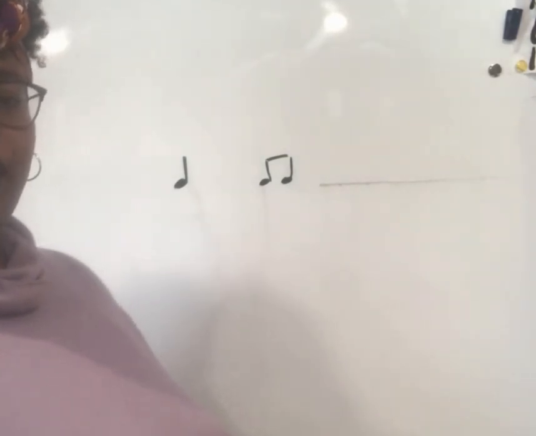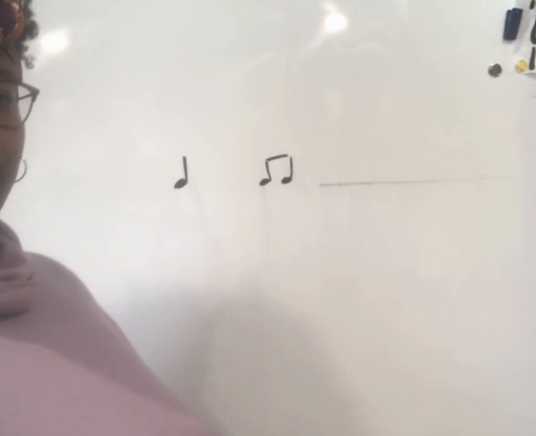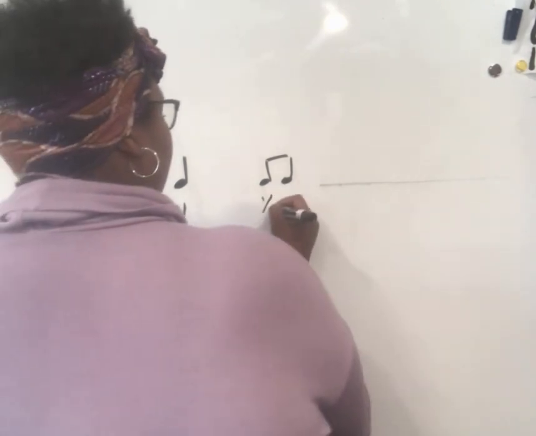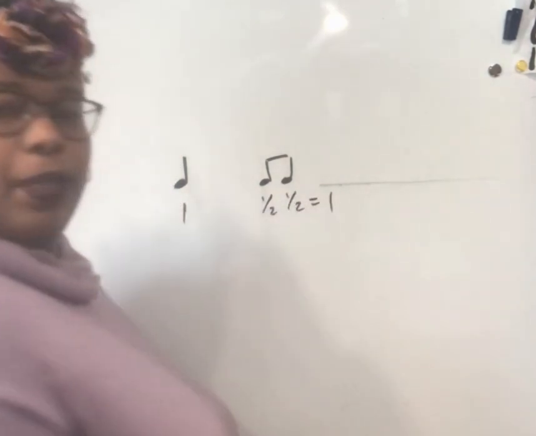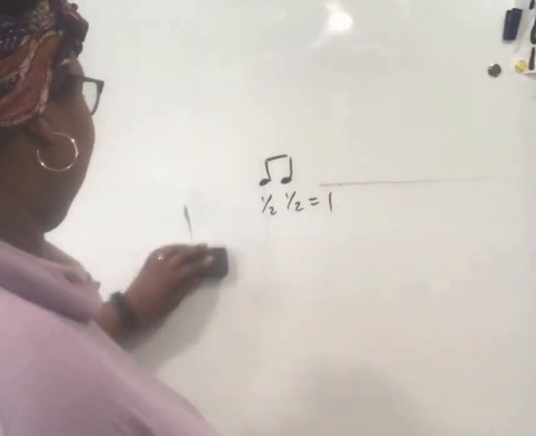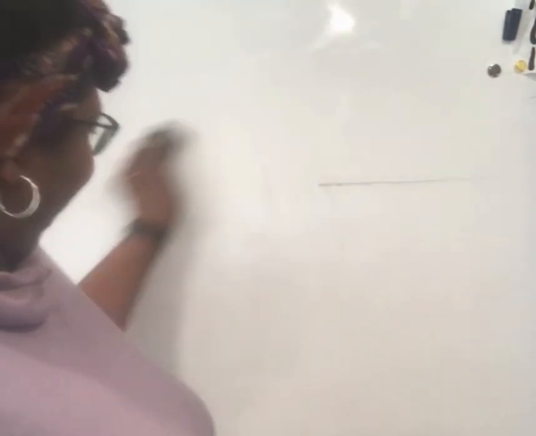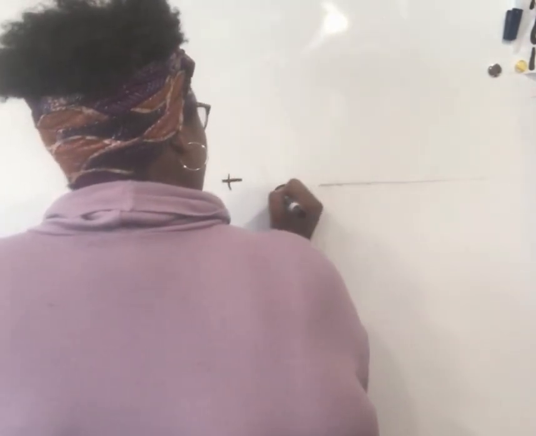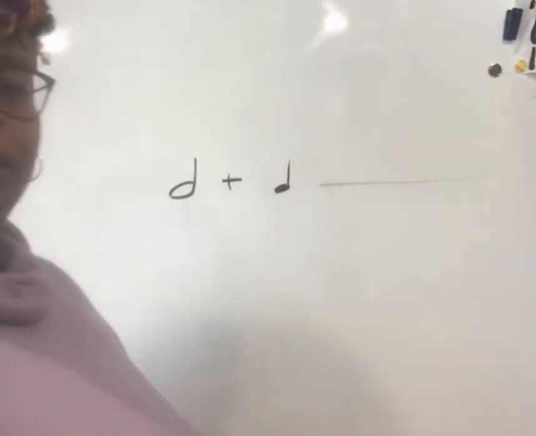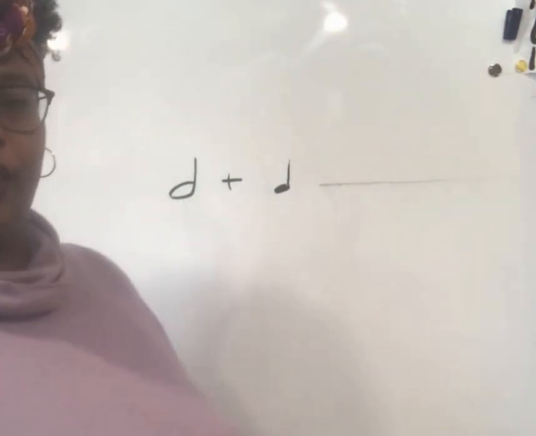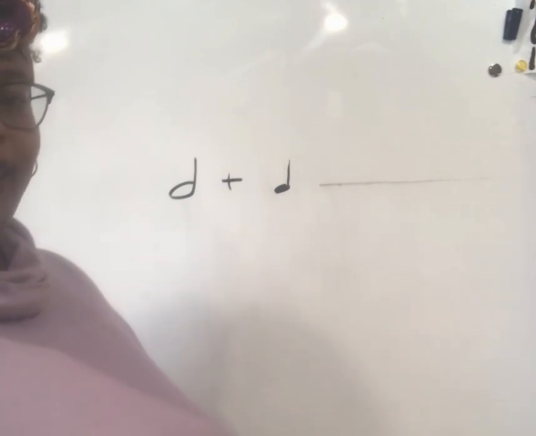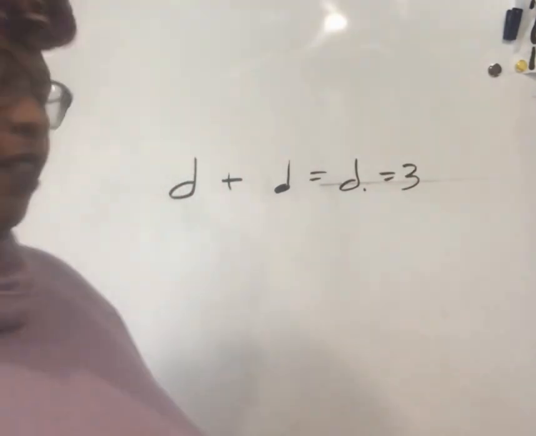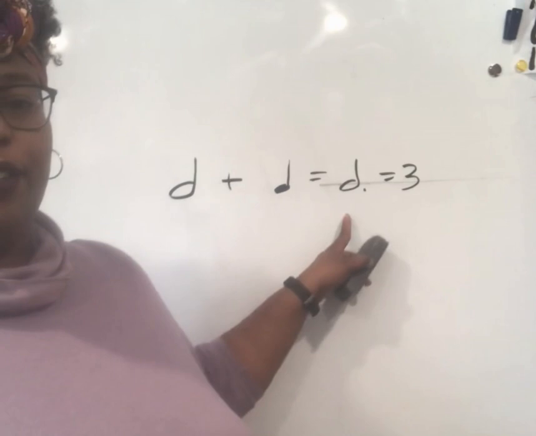Which of these values is longer? Trick question. These are equal. A quarter note is 1 beat, and 2 eighth notes is equal to 1 beat. How many beats does this equal total? Did you say 3? You would be correct. A quarter note plus a half note is equal to a dotted half note, which is 3 beats.